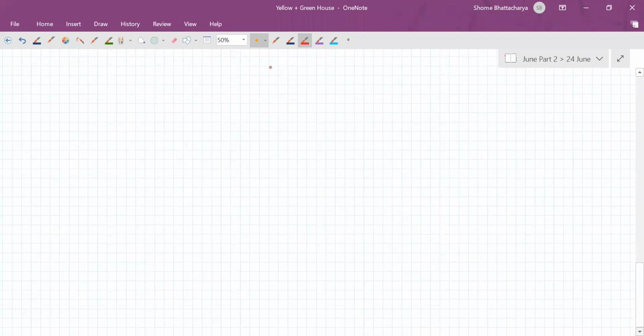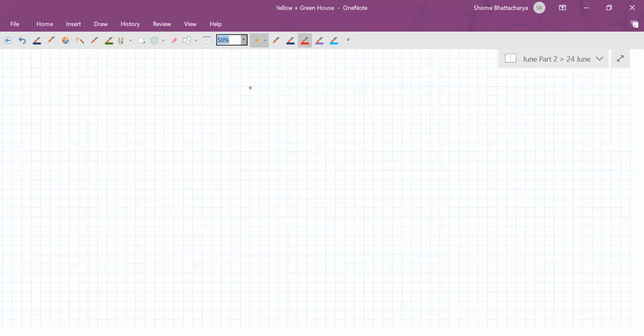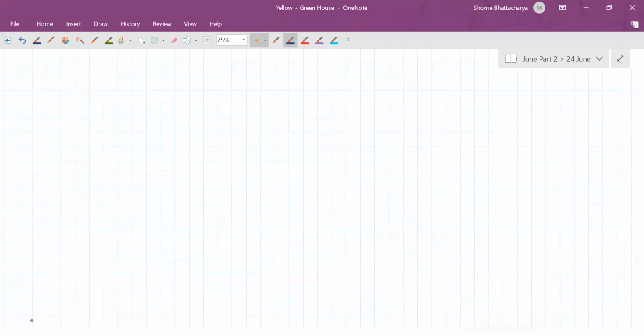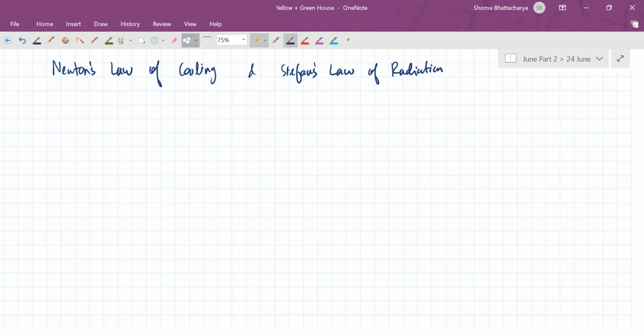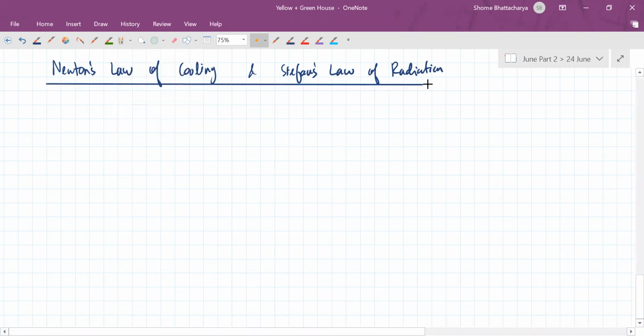Okay, now next thing we'll go back to the fundamentals of Newton's law of cooling, and we'll see how to solve for temperature as a function of time. But before that, we'll also see the connection of Newton's law of cooling with Stefan's law of radiation. So let's examine the individual statements of each of these.